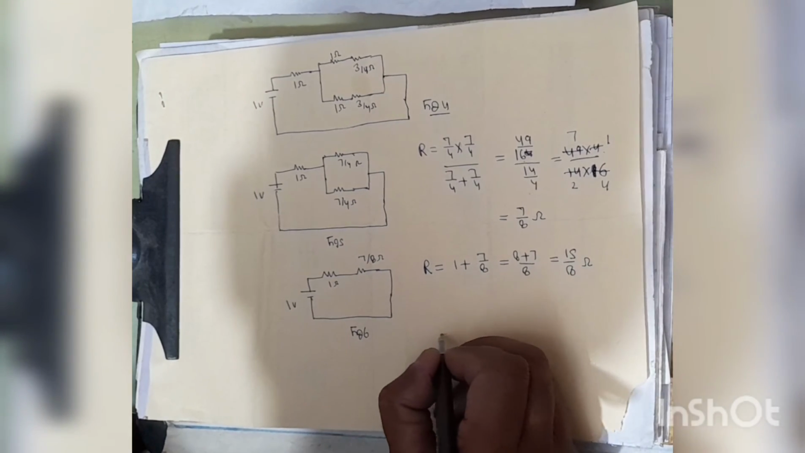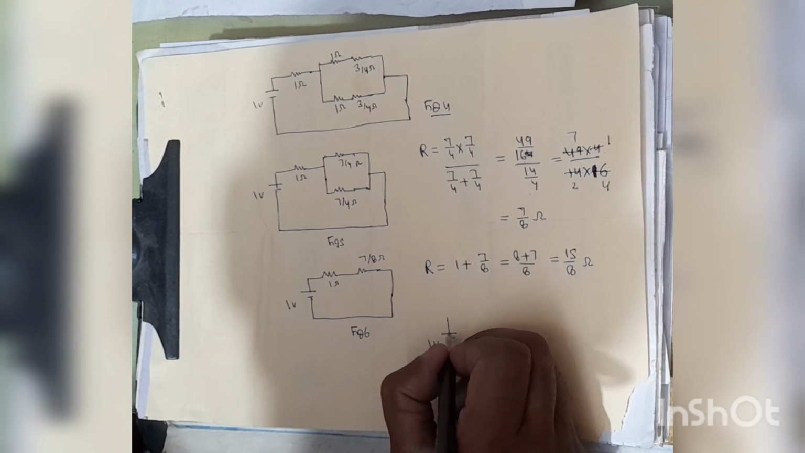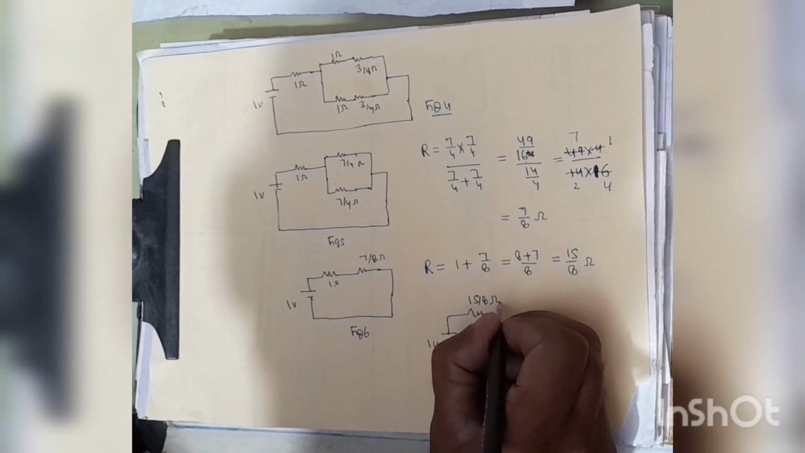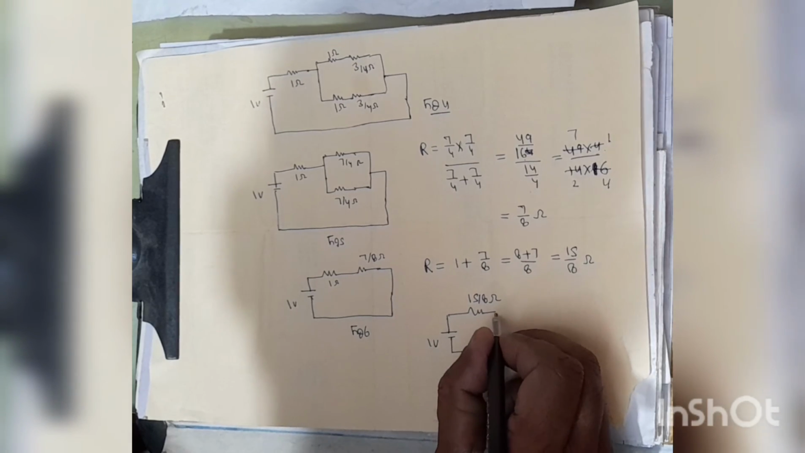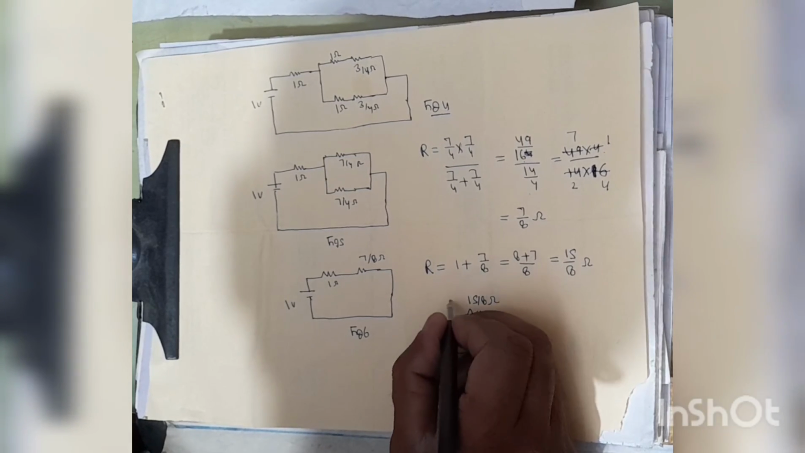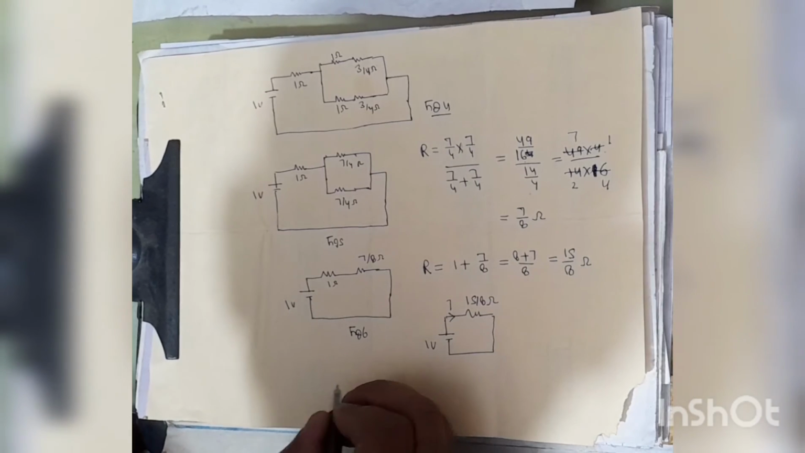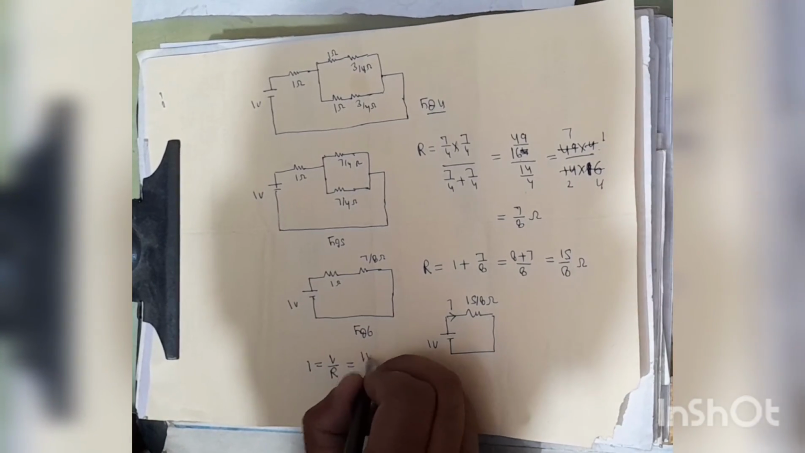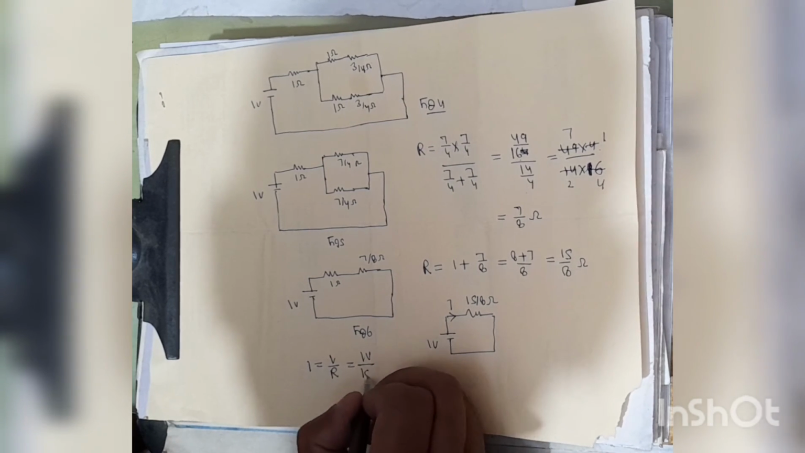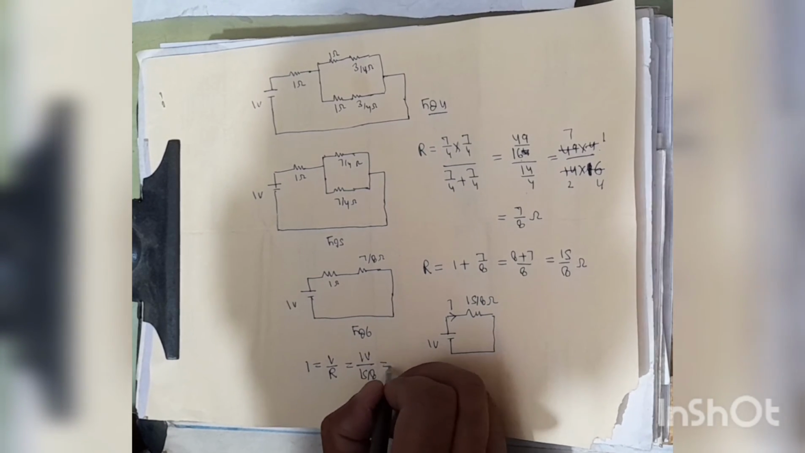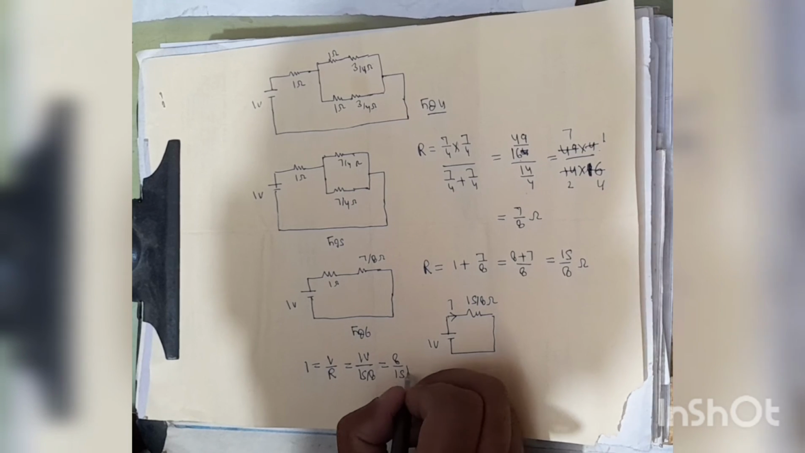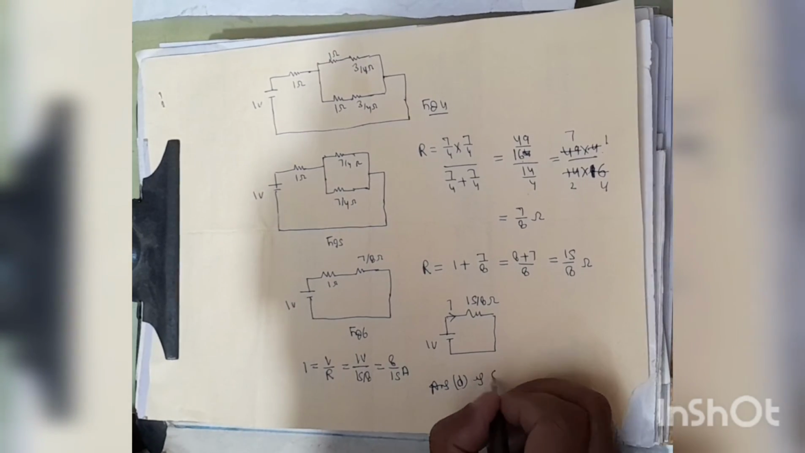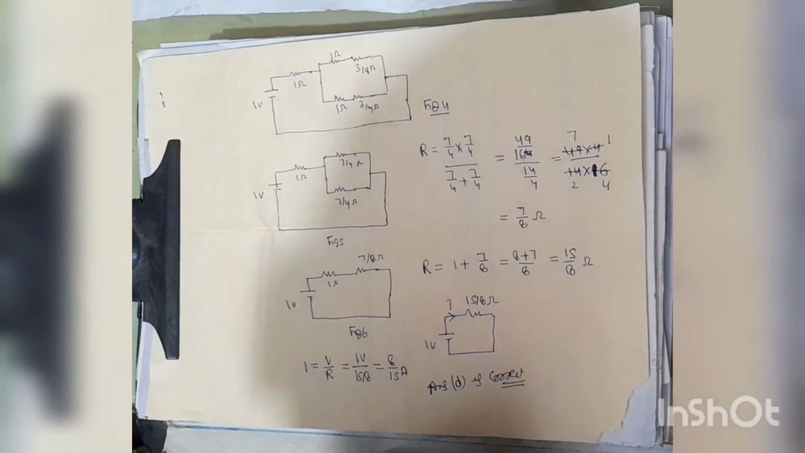Now the final figure will be, this is 1 volt in series with 15 upon 8 ohm. So we have to calculate the current I. So current I will be, from Ohm's law, V upon R. V is given as 1 volt, equivalent resistance is 15 upon 8. So finally the current will be 8 upon 15 ampere. So answer D is correct. Thank you.